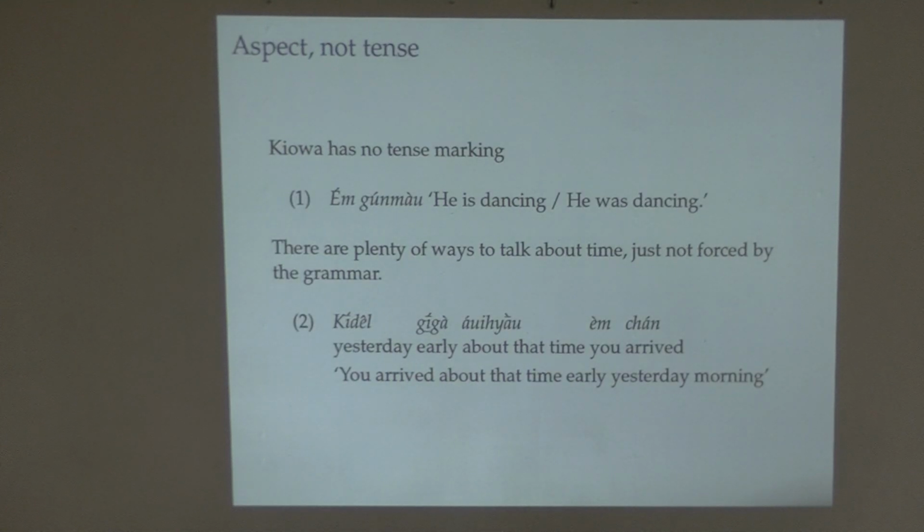So here's some other interesting things about Kiowa. There's no tense marking. So in English we have I go, I went, I walk, I walked. In Kiowa you could say em gunma, and it means he is dancing or he was dancing, either past or present. It's not specified. That doesn't mean that there's no time expression in Kiowa. Kiowas have no problem talking about time. You have a sentence like this, you arrived about that time, early yesterday morning, that's fine. But this word zan doesn't say anything past. It just says that it's happening.